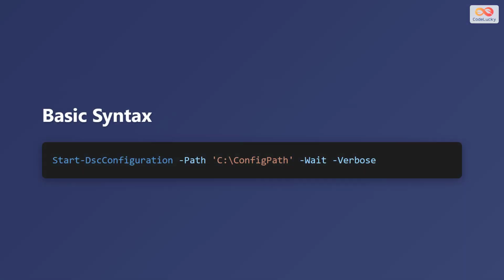The basic syntax is straightforward. You use Start-DscConfiguration, followed by the -Path parameter to specify where your MOF files are located, then add -Wait to run it synchronously, and -Verbose to see detailed output. This command structure forms the foundation of applying any DSC configuration.